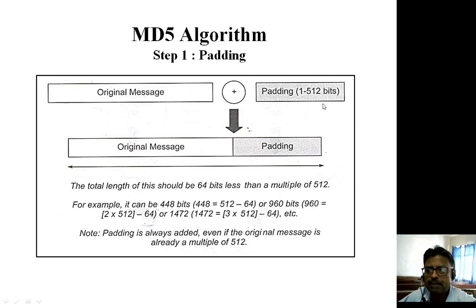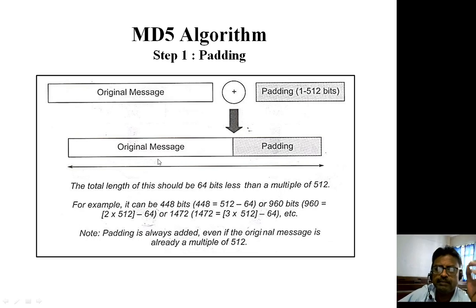And what we do in the padding, the first bit will be 1 and the rest of the bits will be 0. So for example, the padding bits can be 448-bit, it can be 960-bit, it can be 472-bit. For example, because 448-bit is equal to 512 minus 64.